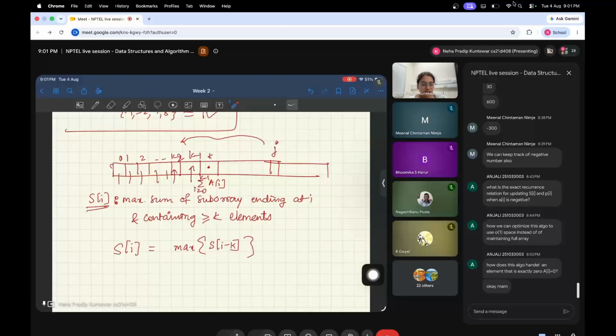Yeah, because what could happen is that currently this was your maximum sum, but maybe if I exclude this element and look at this, then maybe I'm getting a better answer. But I will have to do some updates, like remove some elements from the sum and so on, to find out what is the correct maximum at this point.